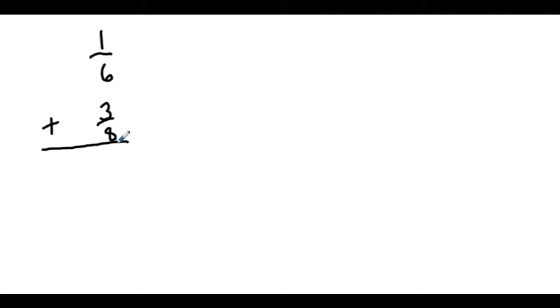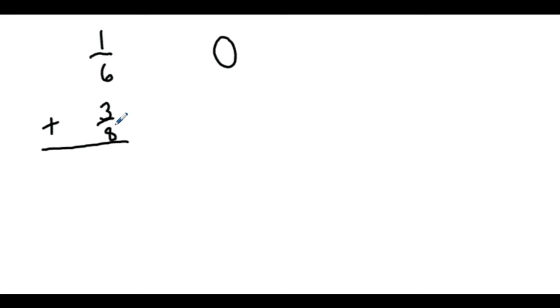What I'm going to do is use those benchmarks I talked about to rewrite and estimate. So I'm going to write my estimate in this section. I look at 1/6 and I say to myself, the numerator 1 is not very close to the denominator 6. In fact, it's close to 0. So instead of looking at it as 1/6, I'm going to look at it as 0 or nothing.